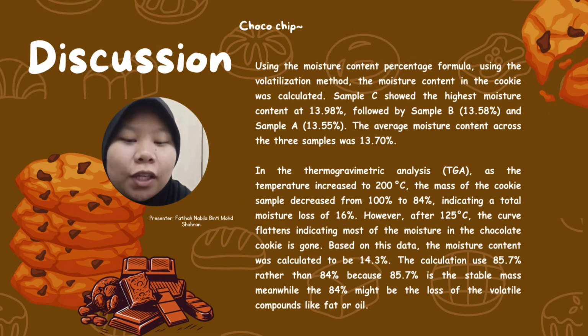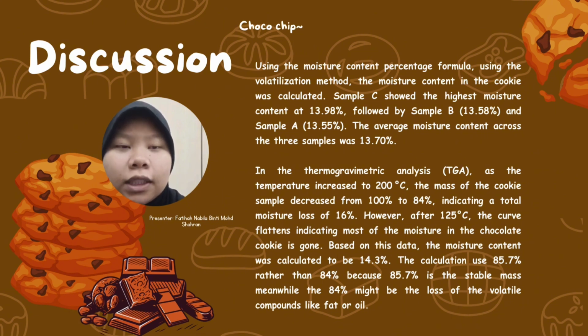Using the moisture content percentage formula with the volatilization method, the moisture content in the cookie was calculated. Sample C showed the highest moisture content at 13.98%, followed by sample B, 13.58%, and sample A, 13.55%. The average moisture content across the three samples was 13.70%. In the thermogravimetric analysis, as the temperature increased to 200 degrees Celsius, the mass of the cookie sample decreased from 100% to 84%, indicating a total mass loss of 16%. However, after 135 degrees Celsius, the curve flattens, indicating most of the moisture in the chocolate cookie is gone. Based on this data, the moisture content was calculated to be 14.3%.